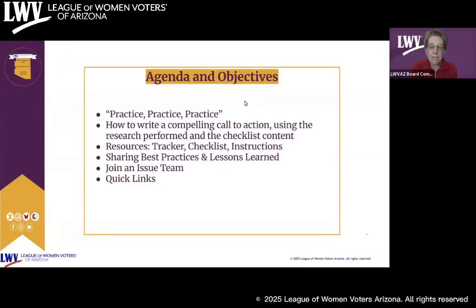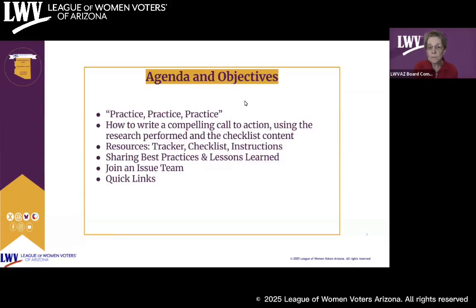So the objectives today and the agenda is to just practice what you've done before. And if you haven't done it before, start practicing now. And with a real focus on our end game, which is taking all the work we have done in analyzing a bill and then using that information to do a call to action for our members or the public to write testimony on that particular piece of legislation to present to the committee that is holding a hearing.